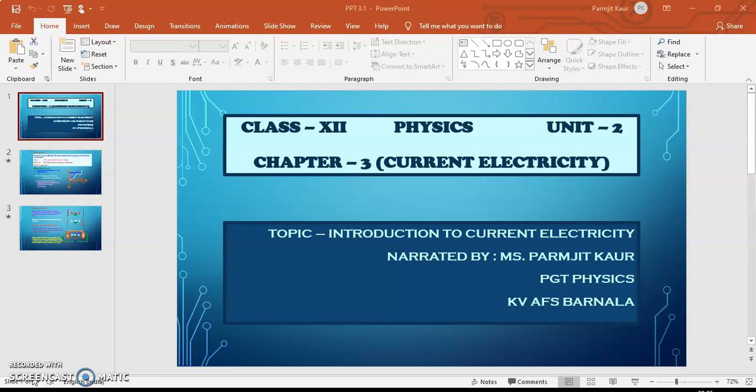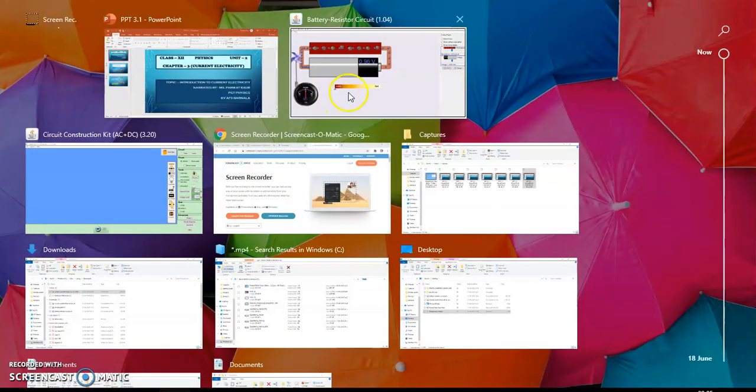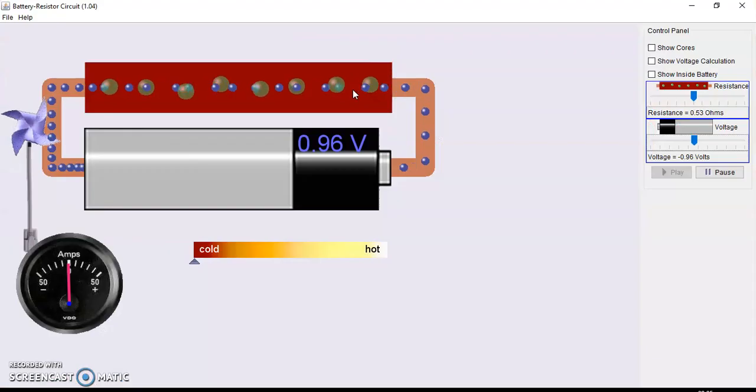For that, I'm going to make use of the PhET simulations which are made by Colorado University. It's an open courseware available to everyone. I'll be leaving its link in the description so that you can download them and make use of them. So let me quickly move on to that. The first simulation which I'm going to use is this one.